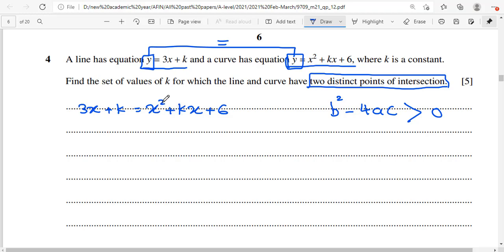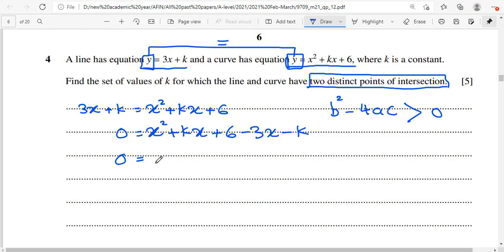Okay, to solve this, I see x squared, then I know I have to make a quadratic equation, and to be able to solve a quadratic equation, it should be equal to 0. Then I'm going to send these two terms here to the other side. The 3x becomes negative 3x, and k becomes negative k, and since nothing will remain here, it will be 0. x squared plus kx plus 6, minus 3x minus k. It was positive, it's negative. It was positive, it's negative. Now it's all right.